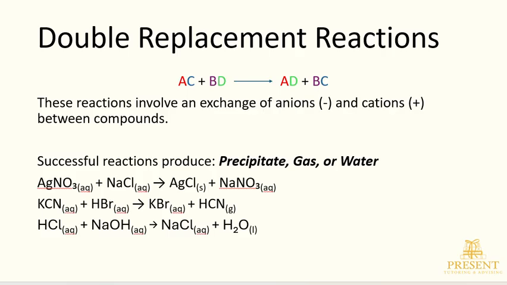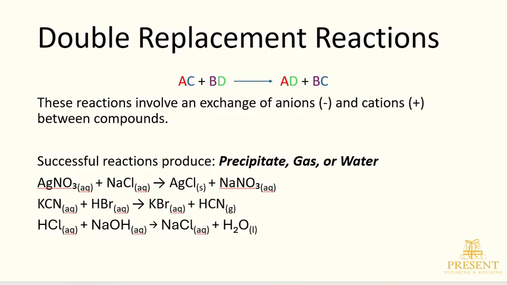So in the first scenario, you have silver nitrate reacting with sodium chloride, and then those cross react and produce sodium nitrate and silver chloride, and silver chloride is a solid. So this is a successful double replacement reaction. And then you could also have a scenario of potassium cyanide reacting with HBr, and then it ends up cross reacting, and then you produce KBr and HCN.